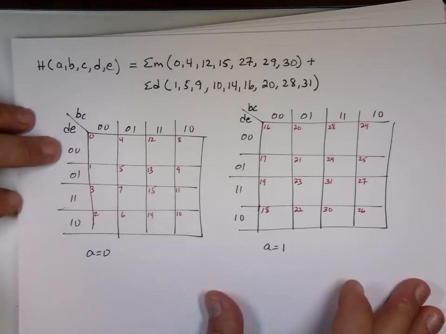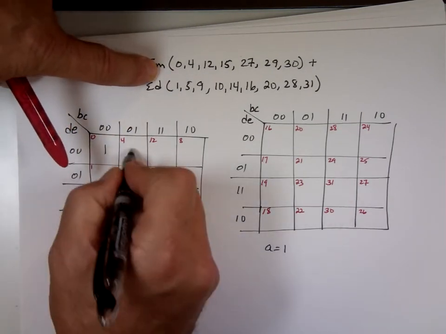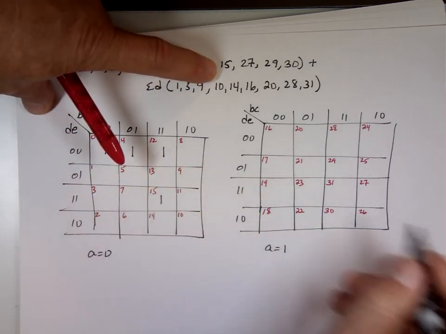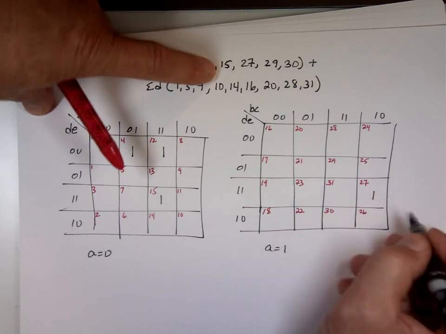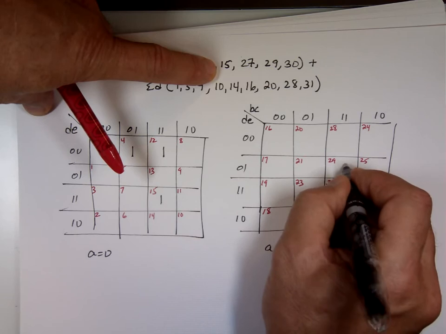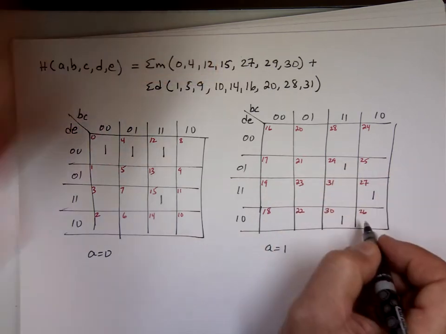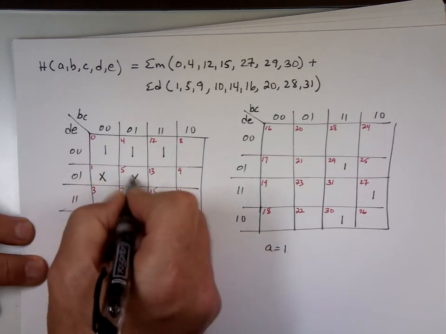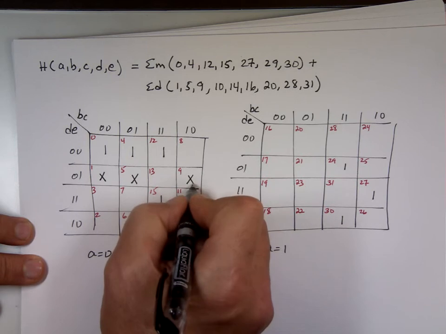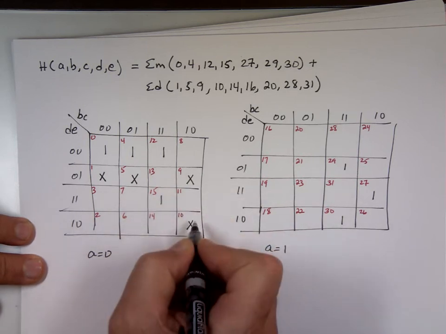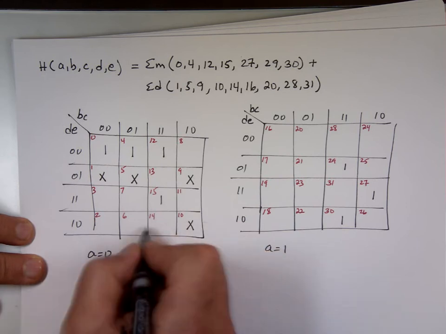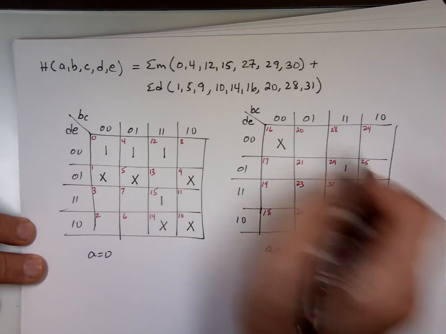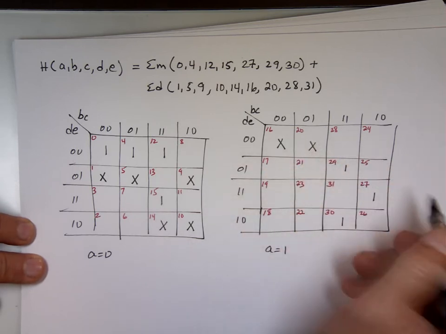You have a 1 at 4, at 12, at 15, at 27, at 29, and at 30. We have a don't care at 1, at 5, at 9, at 10, at 14, at 16, at 20, 28, and 31.